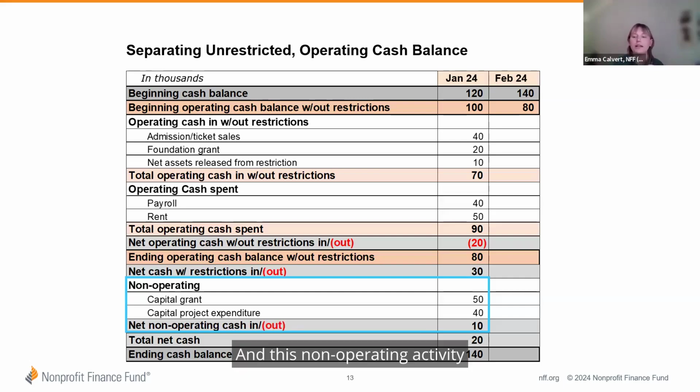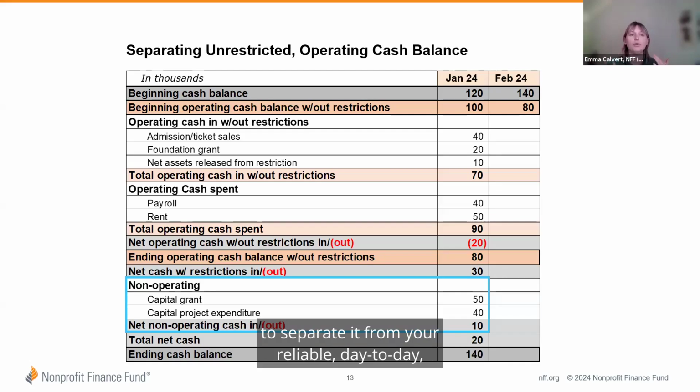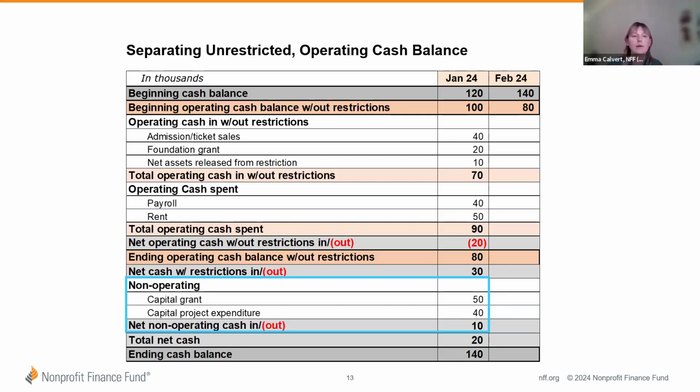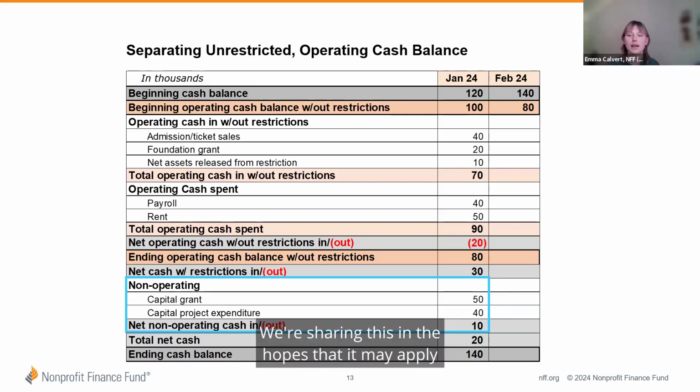And this non-operating activity will also be reflected in the organization's budget. It will also be placed below the line to separate it from your reliable, day-to-day, reoccurring operating revenue and expenses. Separating out operating versus non-operating may not be relevant to you or your organization. We're sharing this in the hopes that it may be applicable to some of you in the future, if not right now.